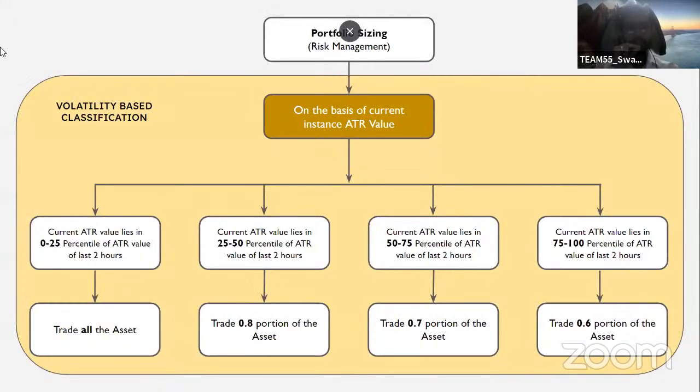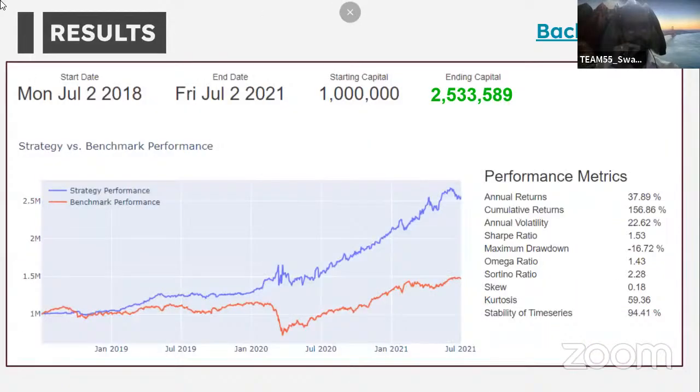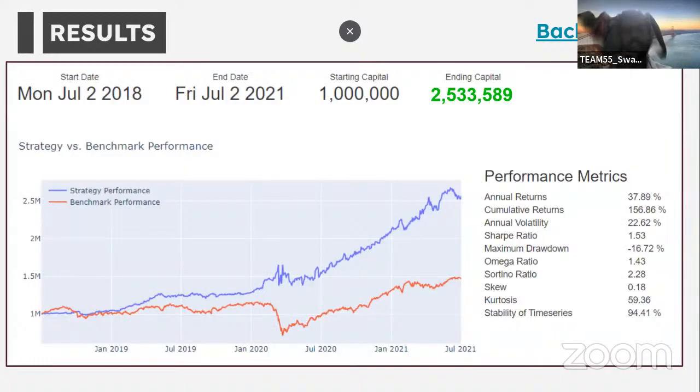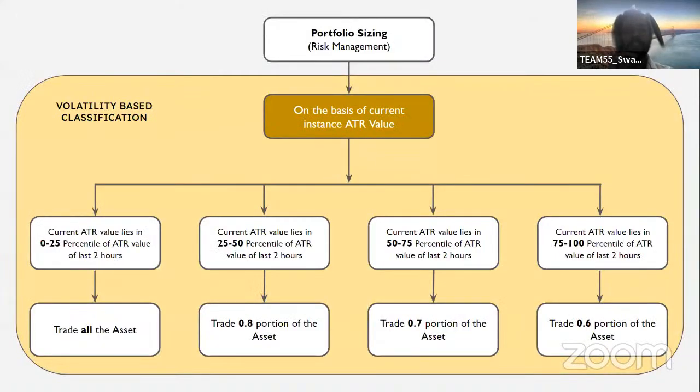So we have used ATR for the risk management part. Using ATR, we have divided into 4 different buckets, mainly on the basis of a percentile in which it has occurred. When ATR value is so low, as volatility is low, the trading of all assets is done. However, in the later part, in 25 to 50 percentile, we have traded just 0.8% of the total asset, which is due to the high volatility and higher risk as well. Similarly, we have traded 70% and 60% in the later 2 quarters as well.